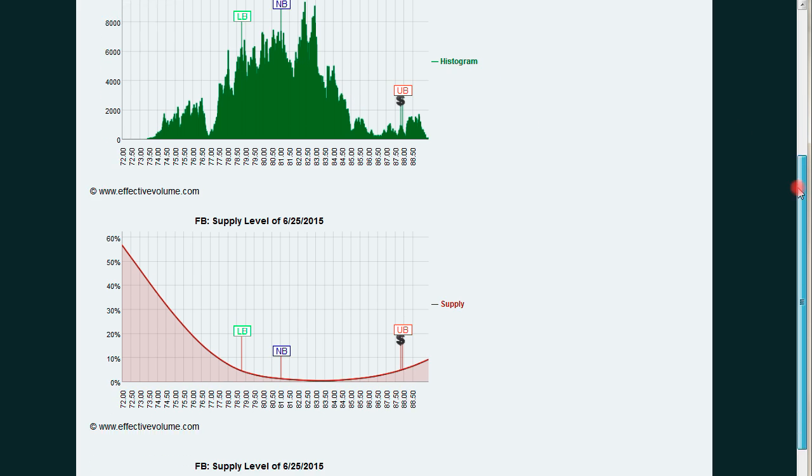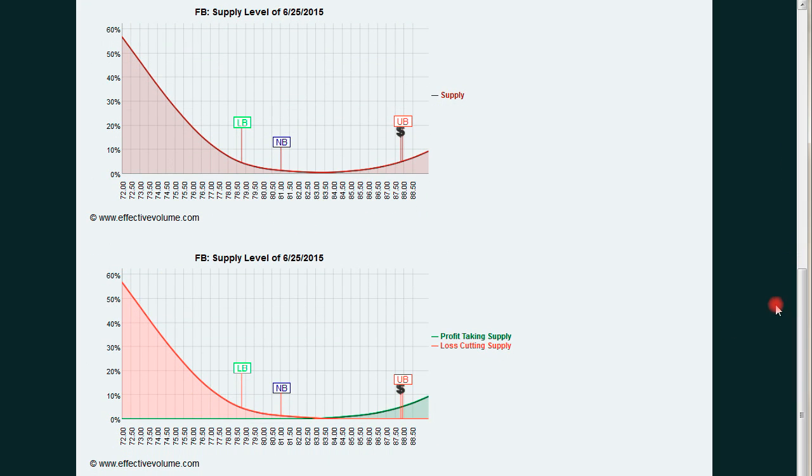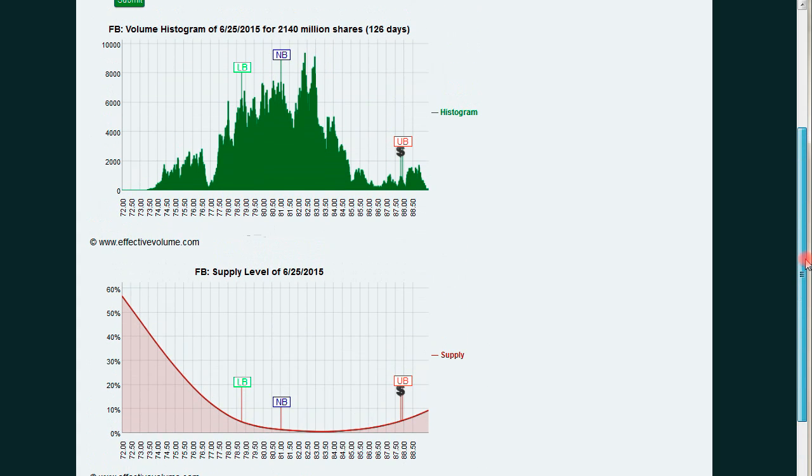So let's go down here. You see you have in green here, this is the profit taking supply. These are the people who want to sell because they have some profits. Usually if you go up to the volume histogram, these are the profit takers. You see these guys who bought around 75, the price is now 86, so they have a tendency to sell to book profits.